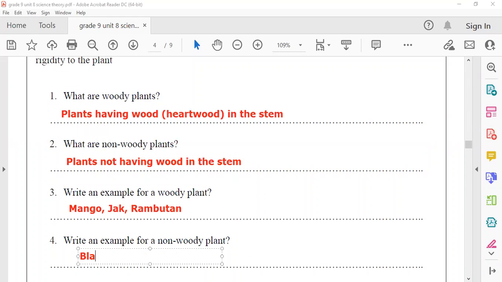Right. Non-woody plants. There are many non-woody plants. For example, grass is a non-woody plant, but the example given to you in the syllabus book is balsam. Anyway, you can call it balsam. Could you please complete the answering? Okay, sir.